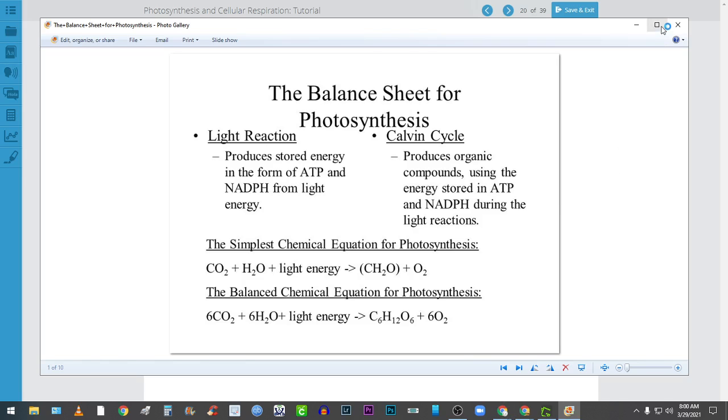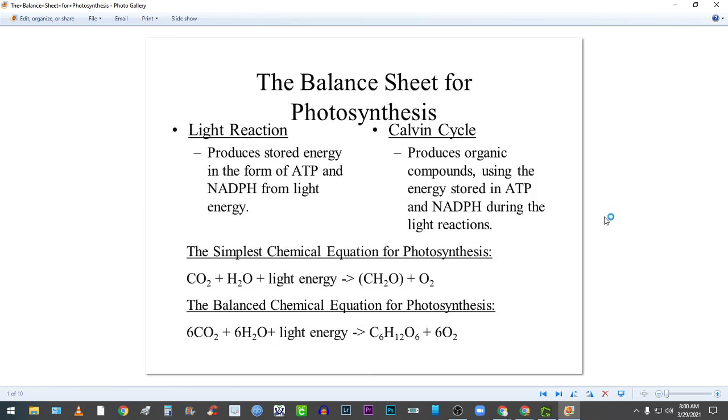It's called the balance sheet for photosynthesis. The simplest chemical equation for photosynthesis is carbon dioxide and water plus light energy gives us a sugar molecule plus oxygen. But we have to balance this out, and if you've never balanced equations, you have to kind of see how this works. So forget this simplest equation. I want you to learn this one, and you might even want to write this down.